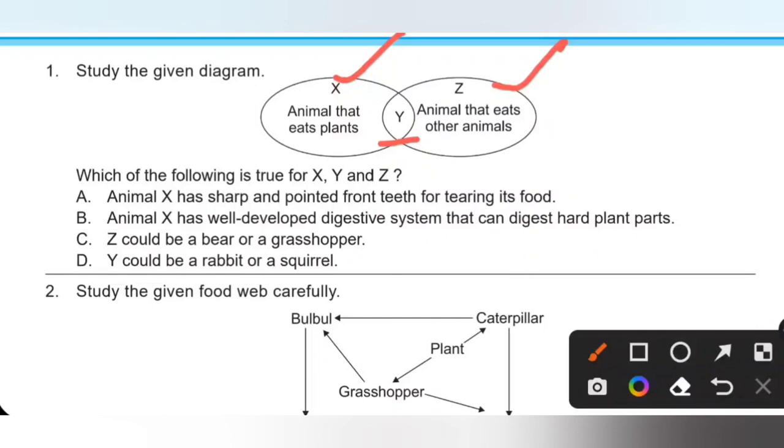So which of the following is true for X, Y and Z? Option A, animal X have sharp and pointed front teeth for tearing its food. So it is incorrect. B, animal X has well-developed digestive system that can digest hard plant part. It is the correct statement. C, Z could be a bear or a grasshopper. It is incorrect because Z is carnivorous but bear is omnivorous and grasshopper is herbivorous. D, Y could be a rabbit or a squirrel. So it is also incorrect because Y is omnivorous, rabbit is herbivorous and squirrel is omnivorous. So option B is the correct answer, option B.